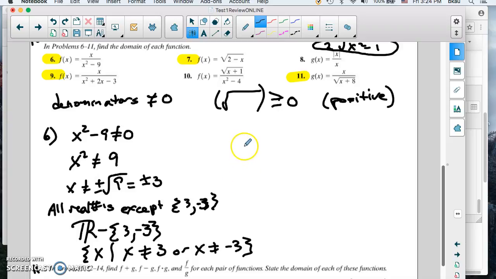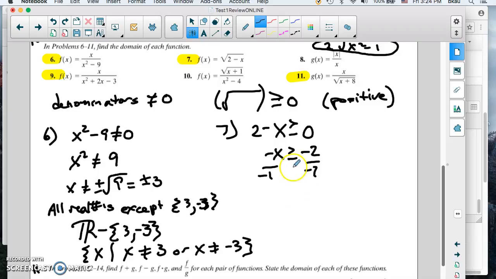Now in number 7 we would then set 2 minus x greater than or equal to 0. So if we're solving that, we subtract the 2. We get minus 2 over here. We'd have to divide by negative 1, but in dividing by negative 1 we have to change this symbol. So that symbol has to change to less than or equal to. So x is less than or equal to 2.